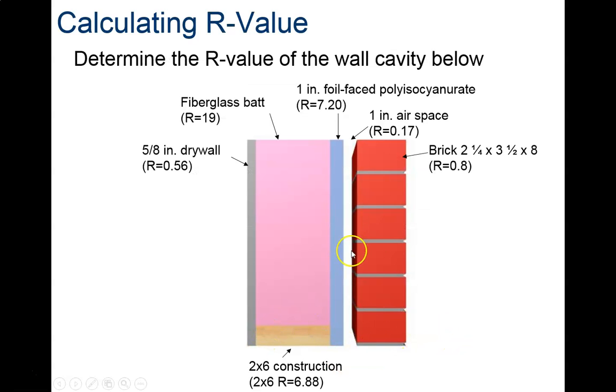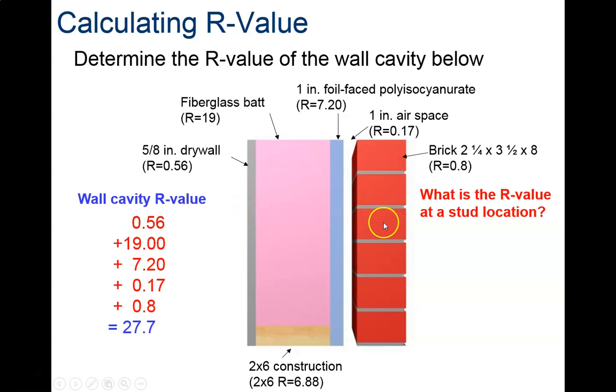Okay, so to figure out the R value of this wall section here, and this is something you do in civil engineering. So we've got brick, which has an R value of 0.8, just from that table. There's a 1 inch air gap, R value 0.17. That foil face polyisocyanurate, fiberglass bat, which is R19. This is for a 2x6. Normally, if you use a 2x4 to create a wall, the R value is only 13 because there's not as much room for fiberglass. And then there's the drywall. So to figure out the R value of this overall wall, you just add them all up together.